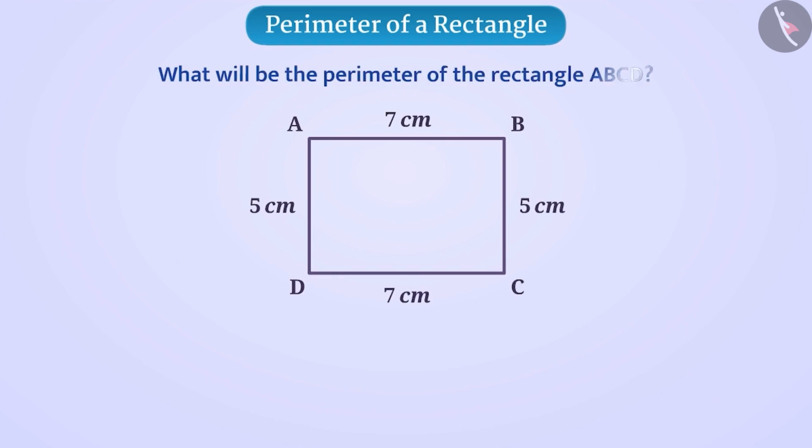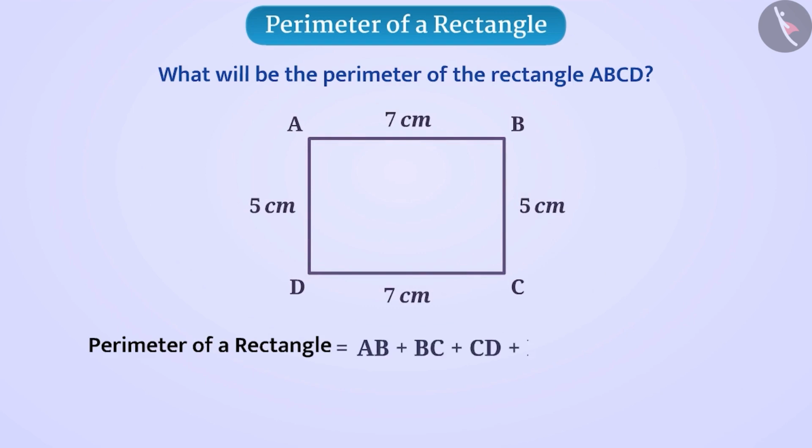You got it right. To find the perimeter of the rectangle, we will have to sum the length of all four of its sides. Hence, the perimeter of rectangle is equal to AB plus BC plus CD plus DA, which is equal to 7 centimeter plus 5 centimeter plus 7 centimeter plus 5 centimeter, which is equal to 24 centimeters.